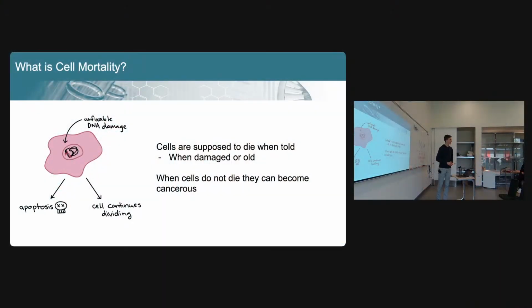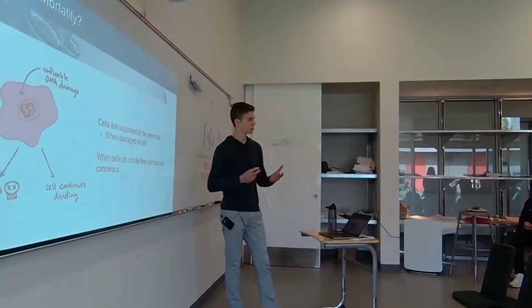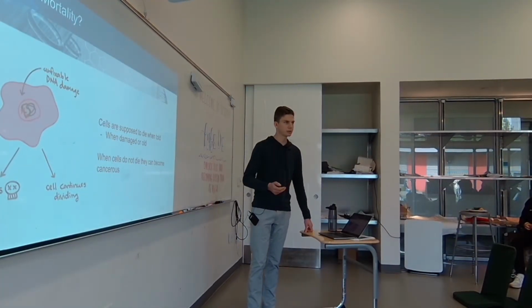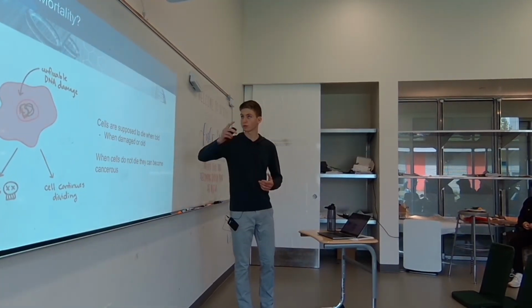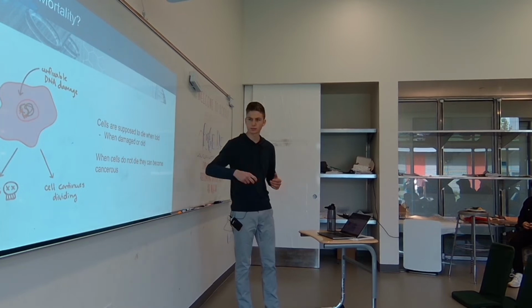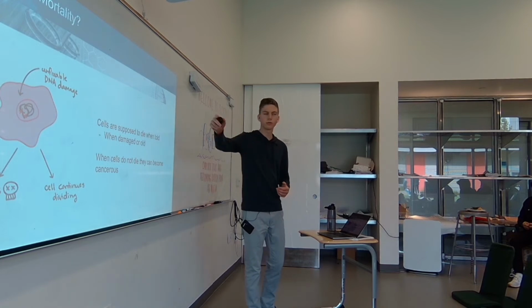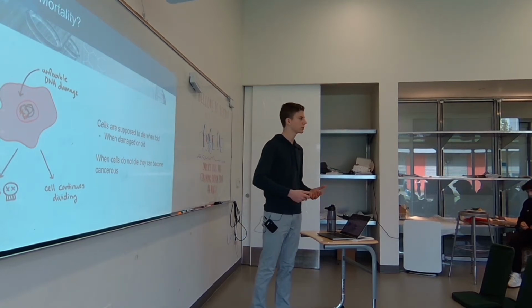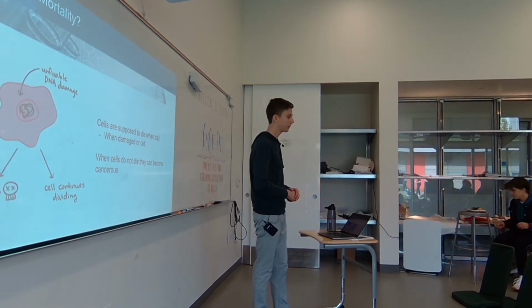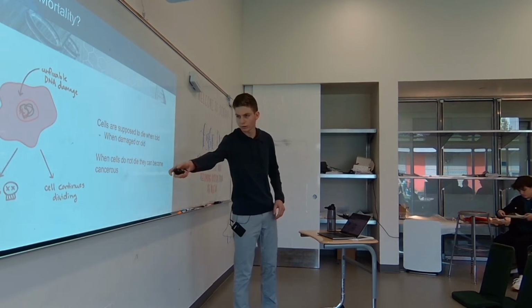But before I can get to that, I need to discuss what is cell mortality. So this might be a little counterintuitive, but you want cells to die when they're told to. In your body, every day, thousands and millions of cells are essentially killing themselves when they're told to. And the reason that they do this is because if they have DNA damage or get too old to complete their function, they're told to die, which is called apoptosis.